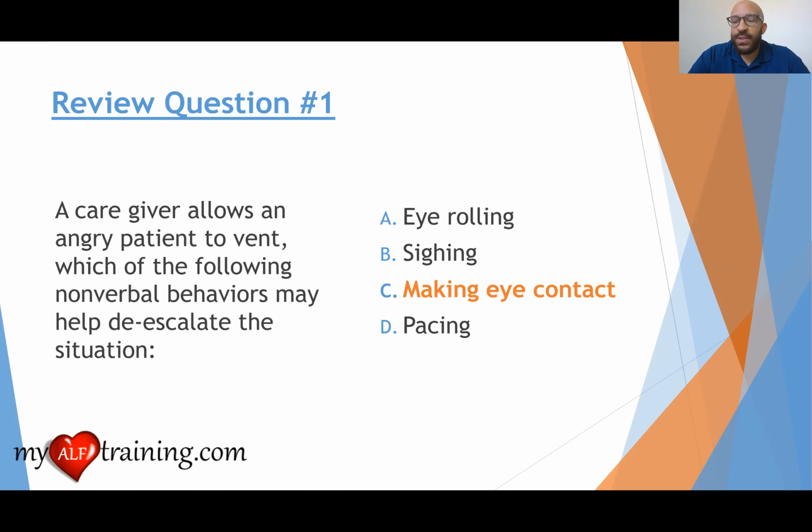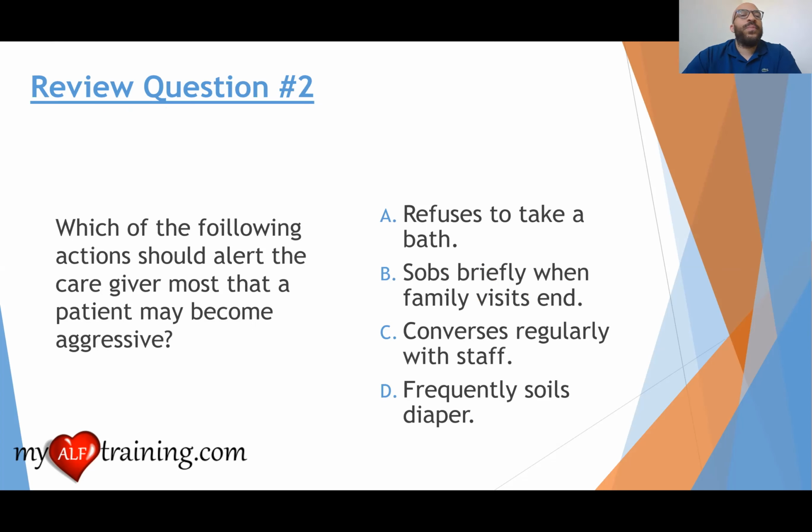That one might have been a little easy. Let's go to number 2. Review question number 2. Which of the following actions should alert the caregiver most that a patient may become aggressive? A, refuses to take a bath. B, sobs briefly when family visits. C, converses regularly with staff. Or D, frequently soils their diaper. So which action should alert the caregiver most that the patient may become aggressive? Which action?